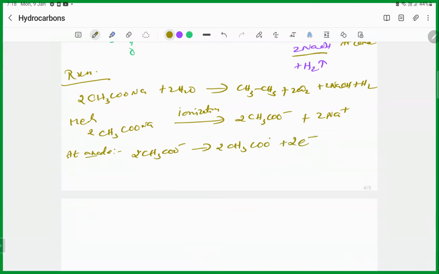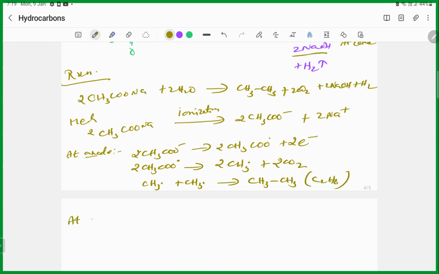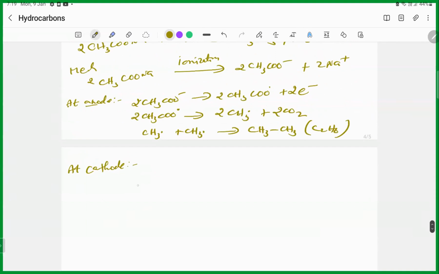Loss of electron is oxidation. 2 electrons it will lose. So the 2CH3COO dot will become 2CH3 dot plus 2CO2. When you have CH3 dot plus CH3 dot and they combine, it will give CH3-CH3. It becomes C2H6. And then at the cathode, what will happen? When you have 2H plus and you add 2 electrons, it will give 2 hydrogen atoms. When they combine, it will give hydrogen gas. This is what is happening. This is the mechanism.